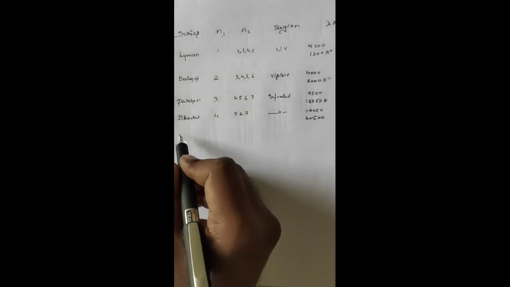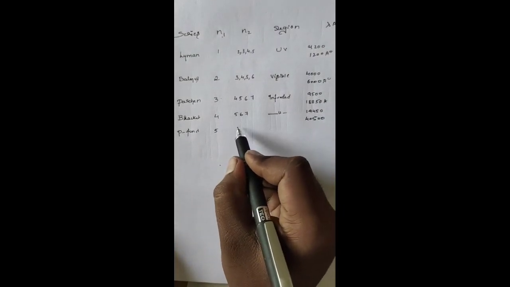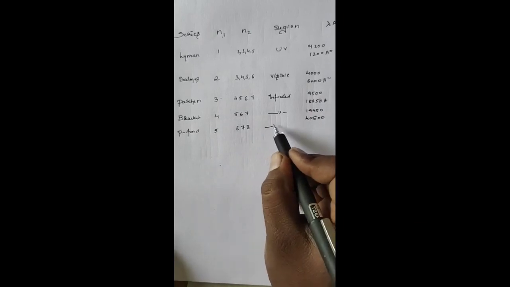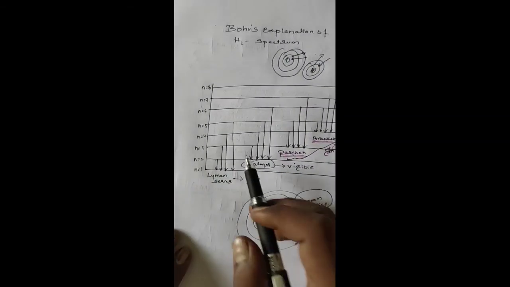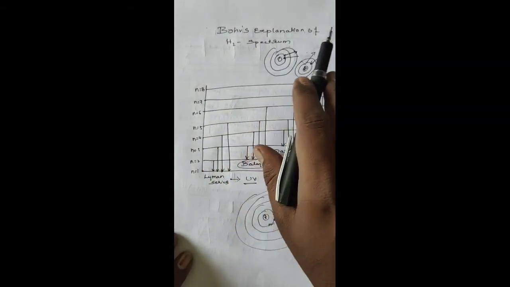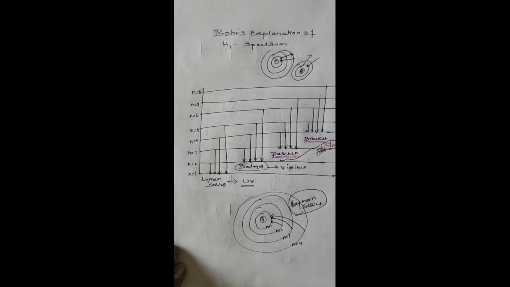Last series, that is the Pfund series. n1 is 5, n2 is 6, 7, 8. Its region is infrared. Its wavelength is 37,800 to 75,000 Angstrom. This will be observed by seeing this diagram. It is nothing but Bohr's explanation of the hydrogen spectrum. Next class we are going to study about Bohr's model of the atom.